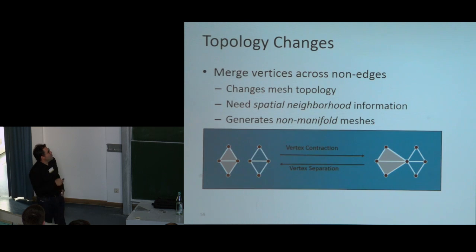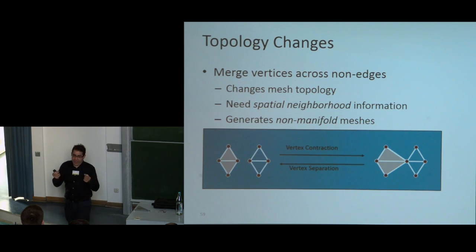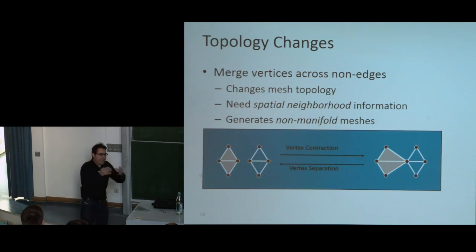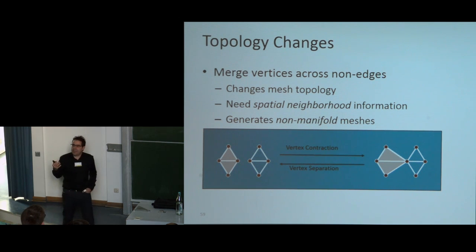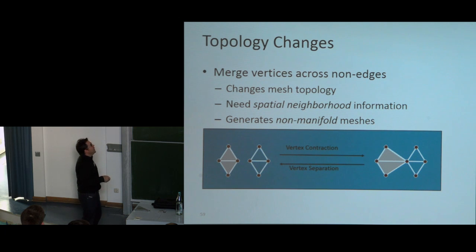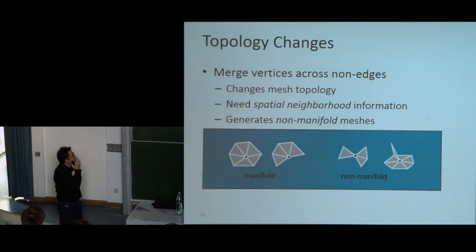About topology changes, there has also been a variant that allows merging vertices across so-called non-edges. So for vertices that are distant, because sometimes if you have many connected components, you'll be stuck in the decimation. And if you want to go further, you have to merge also these vertices, and this is called the generalized edge collapse operator, typically in the literature, or here vertex contraction or vertex pair contraction. In that case, you need to augment your data structure with spatial neighborhood information. It can also generate non-manifold meshes, like that.